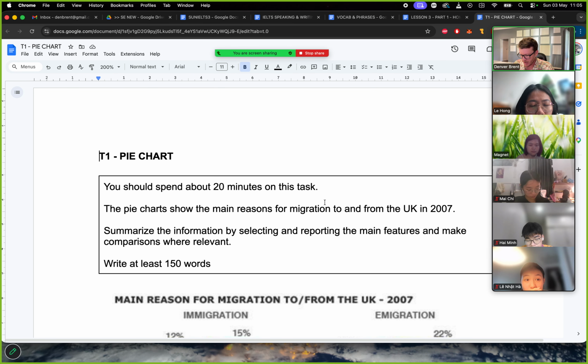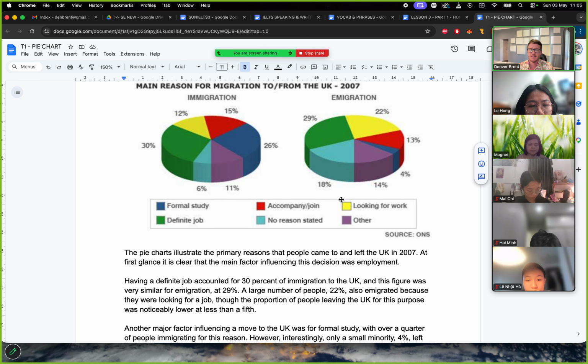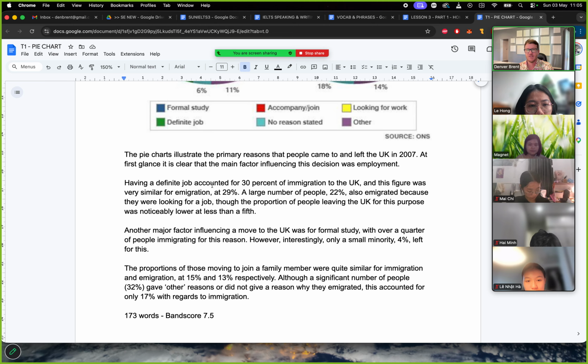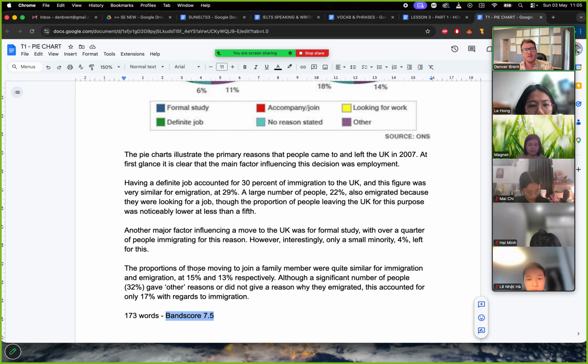So we're just gonna have a look at this example first. I want you to have a look at this example essay here. It's only a band score 7.5. I'm going to show you some reasons why I think it's a 7.5 and how it could be better. It's a 7.5, maybe an 8.